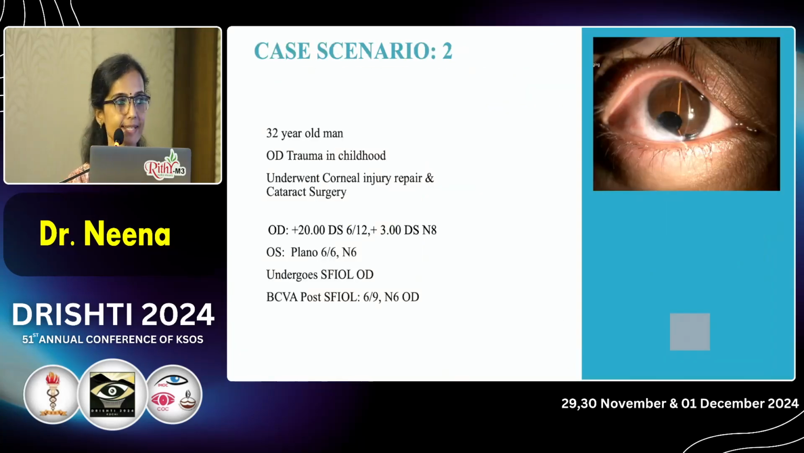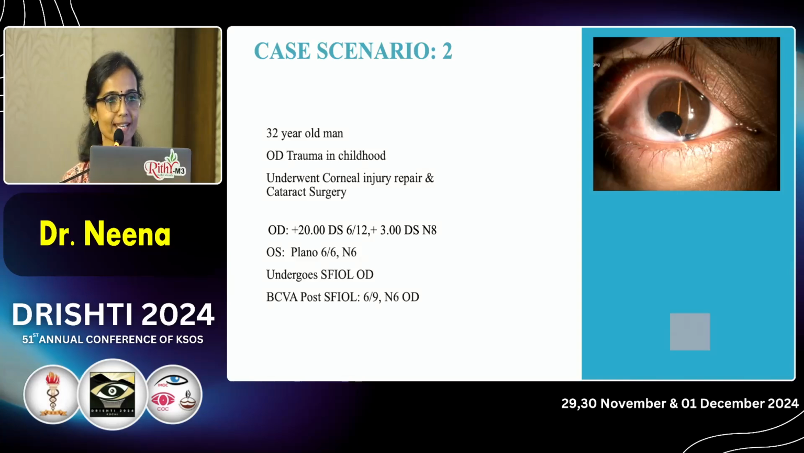Let's look at another case scenario. A 32-year-old gentleman, he had trauma in childhood. He had undergone corneal tear surgery and cataract surgery in childhood. He wasn't rehabilitated with glasses, so he had poor vision. He came to us for a checkup. In our enthusiasm, we checked him, and with an aphakic correction, he was improving to 6/12 N8.